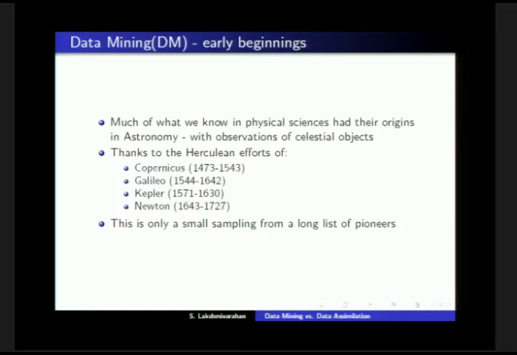So much of what we know in the physical sciences had its origins in astronomy. In astronomy, everything was based on observations, thanks to the Herculean efforts of Copernicus, Galileo, Kepler, Newton. These are only a small sampling of a long list of pioneers in this area. Much of what they did was to summarize the essence and the contents of the observations, which we now take for granted, and that also laid the foundations of modern science.